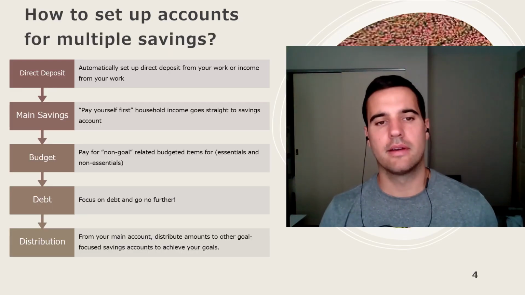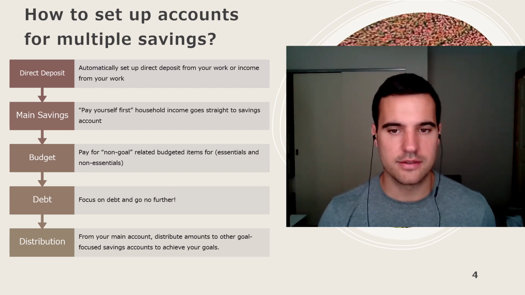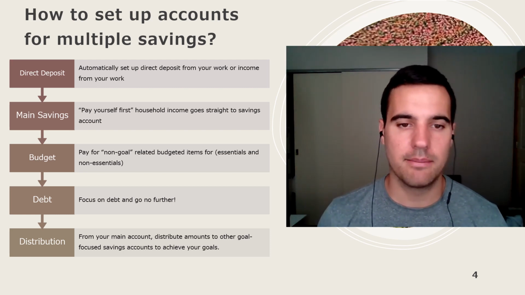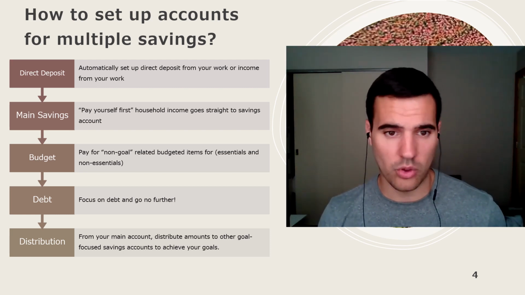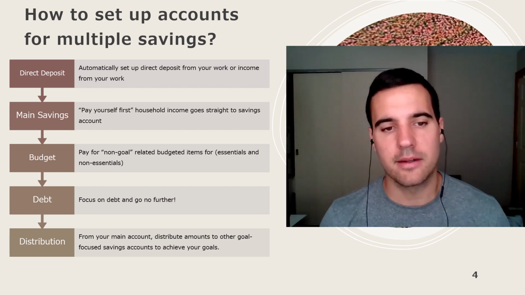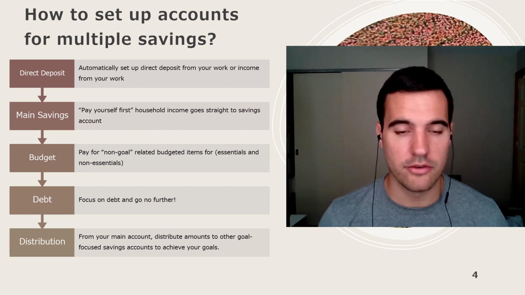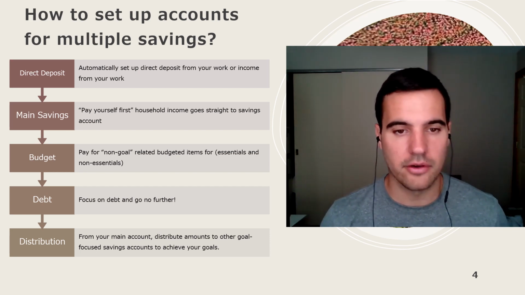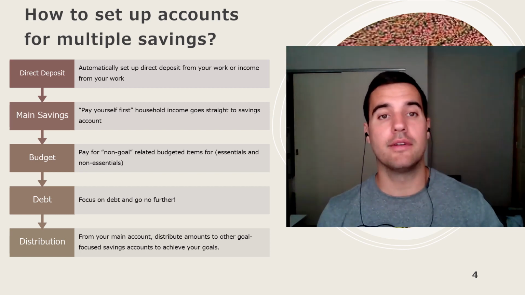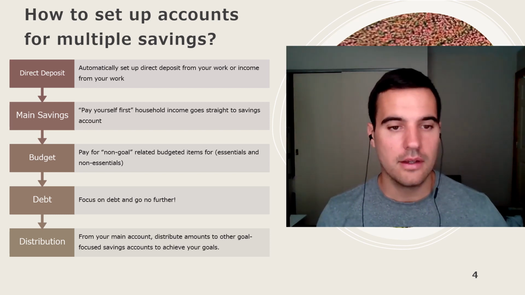So how do we set up accounts for multiple savings? How do we get to that point? Well, first of all, and I've mentioned this at least four lessons in a row now, you have to have a direct deposit. Automatically set up the direct deposit from your work, or income from your business, whatever it might be. That direct deposit goes into your main savings. This is the pay yourself first part of your budgeting process. Household income goes straight to your main savings account. You can even nickname it your main savings, your primary savings, or just savings.